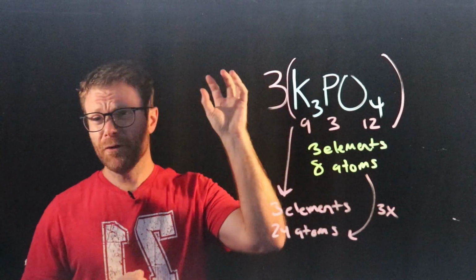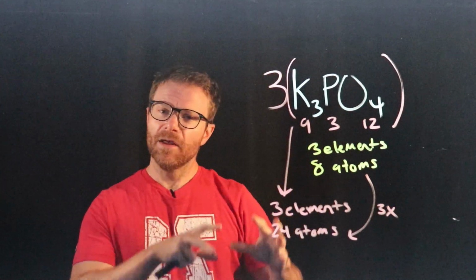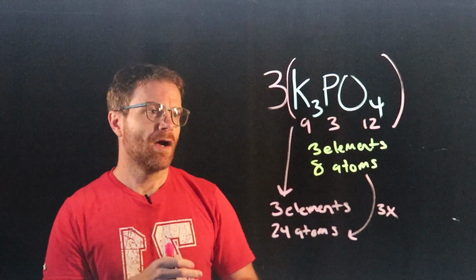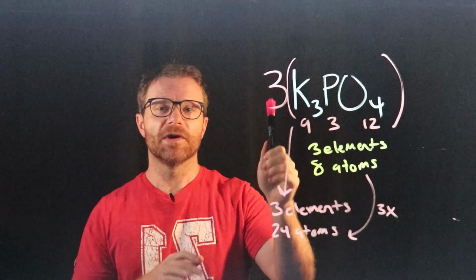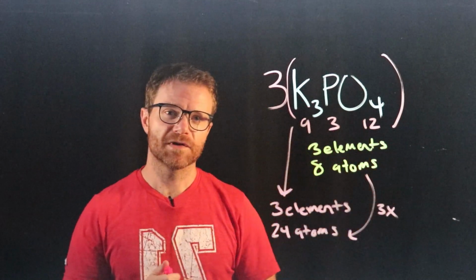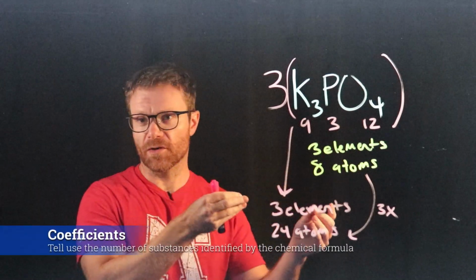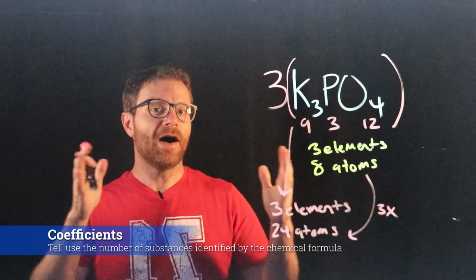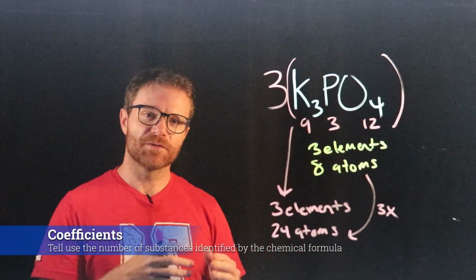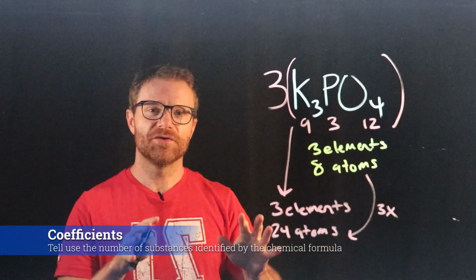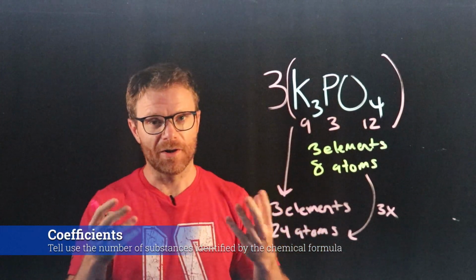So a number in front of your chemical formula will tell you how many of whatever that is that you have. So this 3 tells us we have 3 K3PO4s. If we had a 2 in front of an H2O, it would say we have 2 water molecules. If we have a 5 in front of an Ar, that would tell us we have 5 argon atoms. This coefficient in front tells you how many of the thing there are.